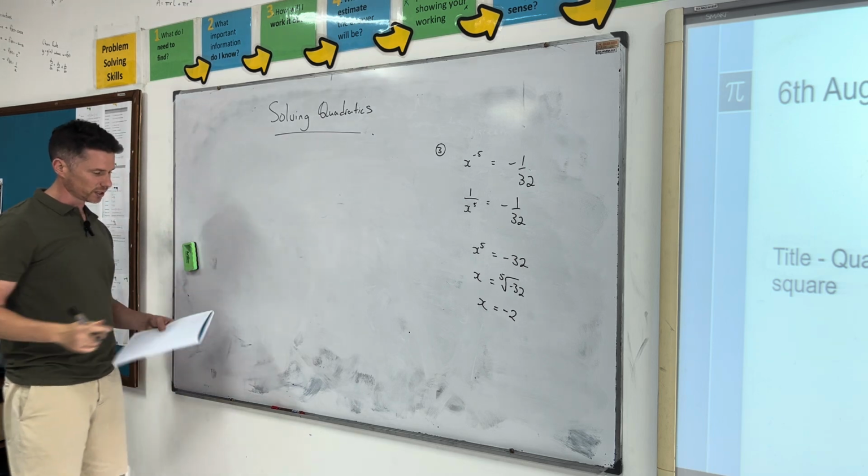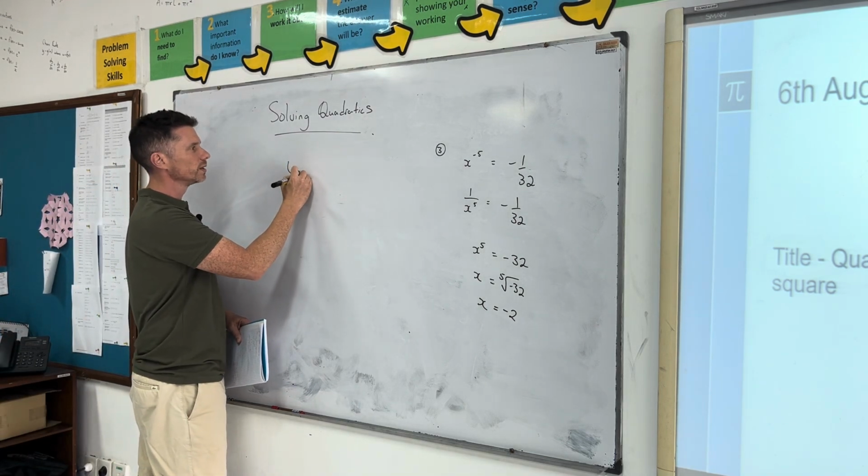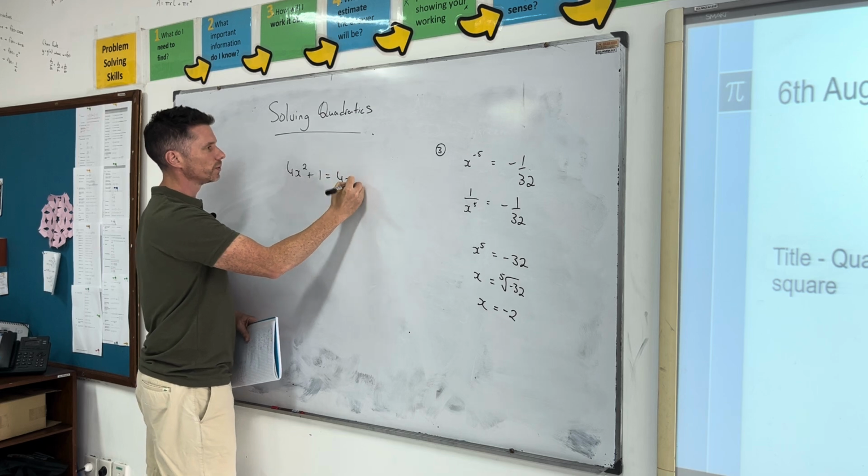Let's look at actually solving then. We've got a few examples I want to get through here. 4x squared plus 1 is equal to 4x.